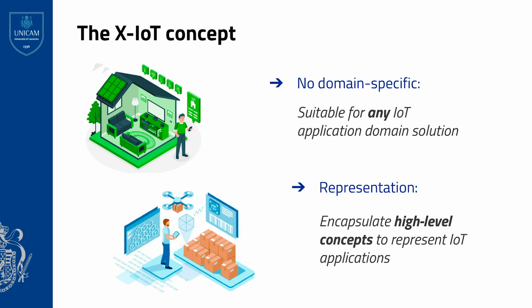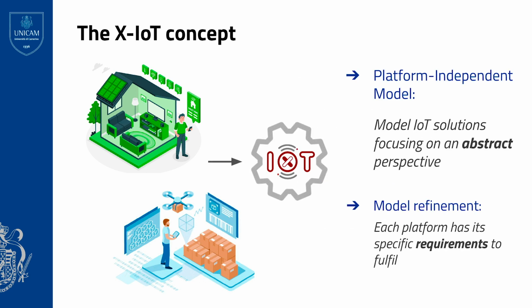Indeed, X-IoT provides high-level concepts represented inside models that allow to describe an IoT application, without any technological and platform-dependent information. The abstract application is derived as a platform-independent model, and it is focused on representing abstract concepts. Then, based on the platform chosen, X-IoT provides some instruments to derive specific platform models based on the platform's specific requirements. Finally, the code can be deployed inside the target IoT platform.